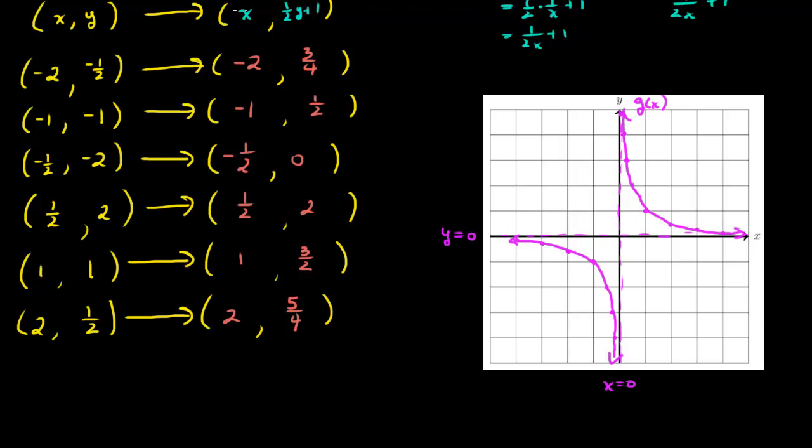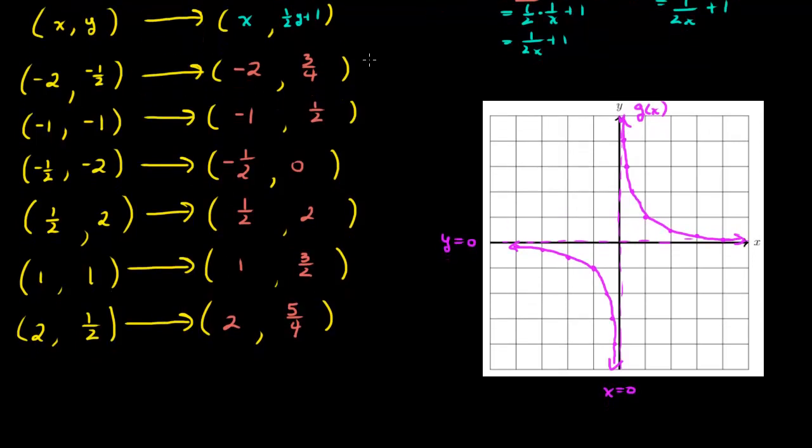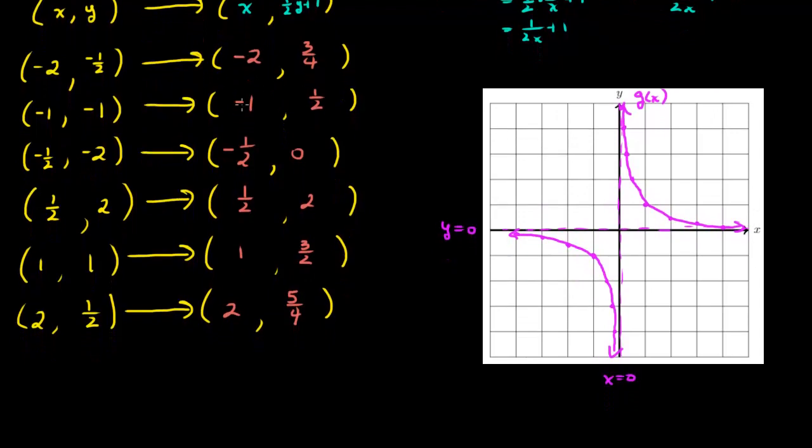So in order to graph f of x, it's going to have a similar shape to g of x, only it's going to be a vertical compression by a factor of 1/2. It's also going to have a vertical translation 1 unit upward. So I have to think about where the asymptotes are going to be on f of x.